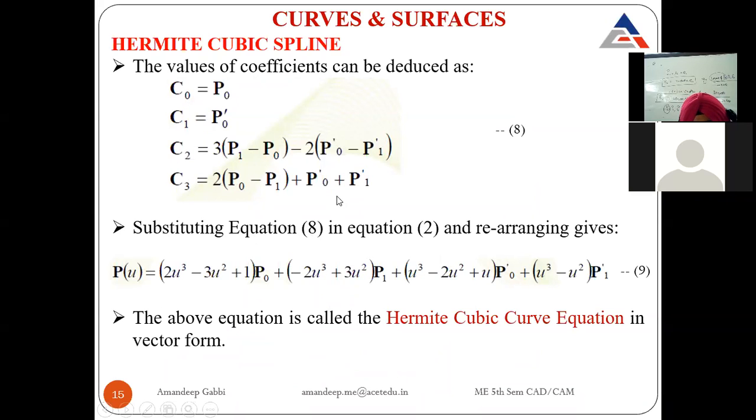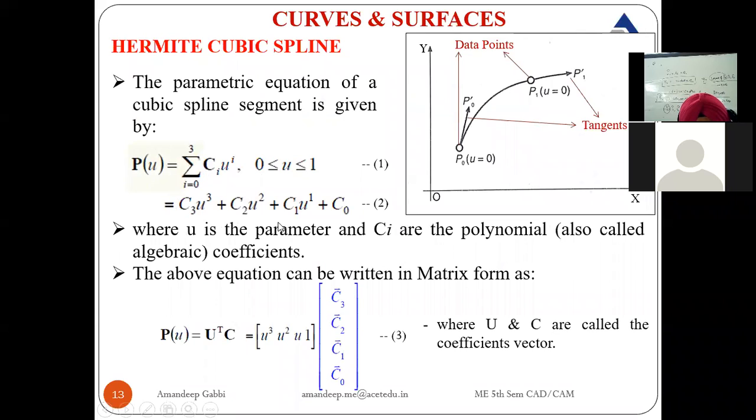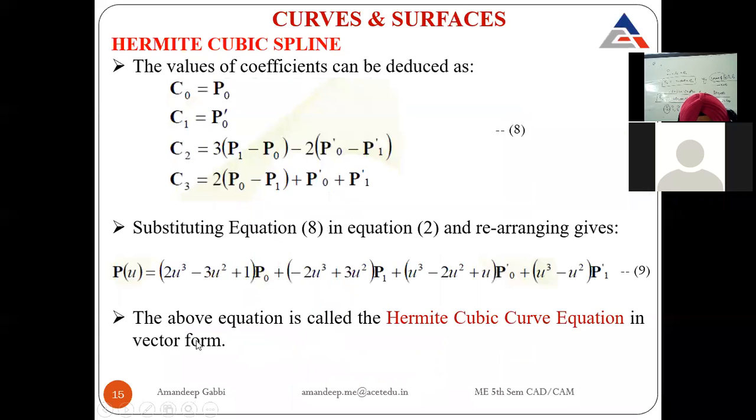On substituting the values you have calculated for C0, C1, C2 and C3 in equation 2, equation 2 is this one, you put the values of C3, C2, C1 and C0 in this equation. After solving this for P0, P1, P0 dash and P1 dash, you will get this equation. This equation is called the Hermite cubic curve equation in vector form. This can be your article, a complete article. You can write it up to this also. So it is considered a complete article.